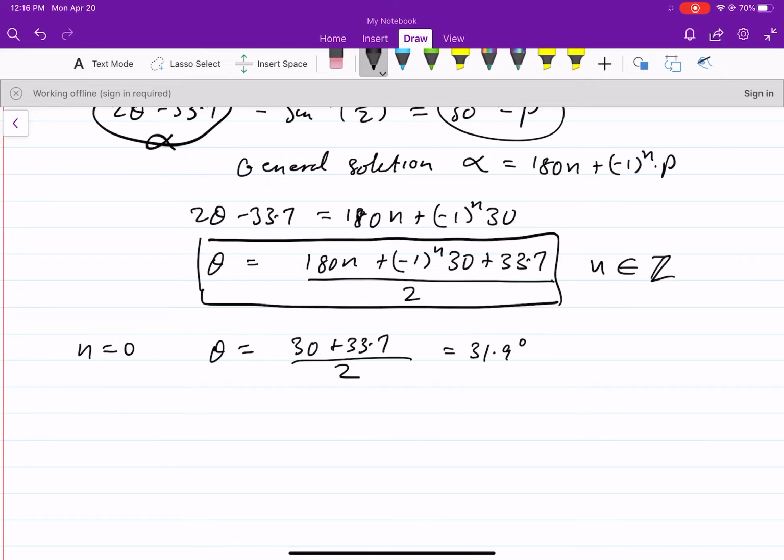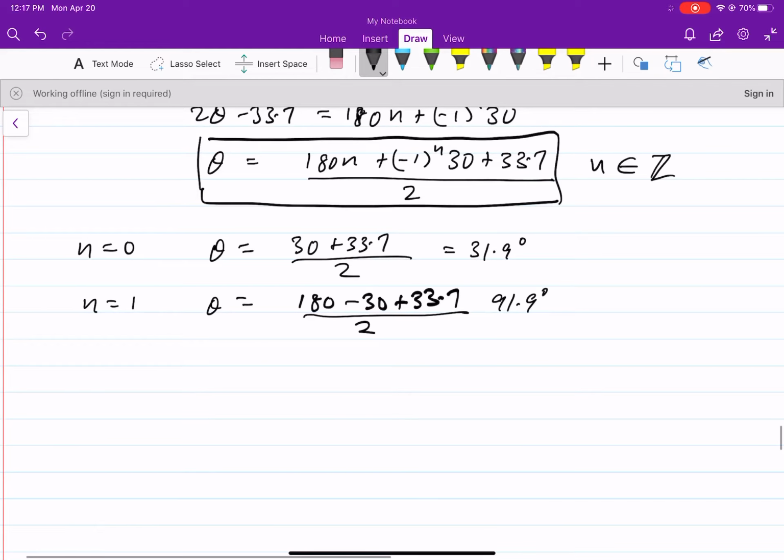N equal 1. I will get theta is equal to 180. Minus 1 to the 1 is minus 1. So that's minus 30 plus 33.7 all upon 2. Divide that by 2. 91.9.